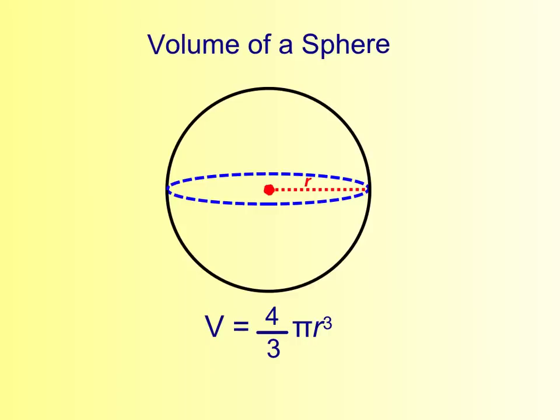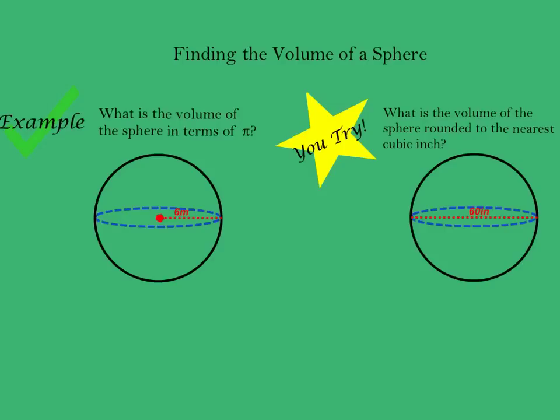The next thing we're going to talk about is the volume of a sphere. For volume of a sphere, my formula is V equals 4/3 pi r cubed. So let's look at these examples. Okay, I'm looking for the volume in terms of pi. So I have V equals 4/3 pi r cubed.